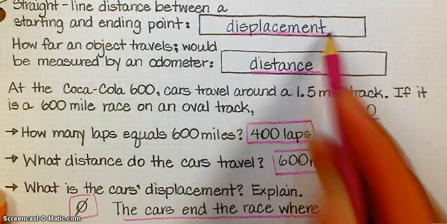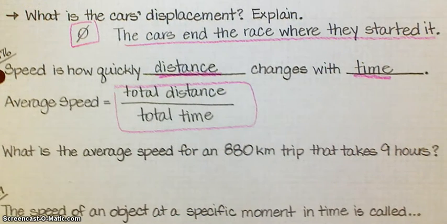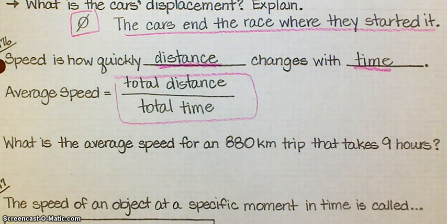All right. All right, this question comes straight out of your homework, and you might even have to do it for homework. I don't even remember. Yeah, we did it. Okay, so look at page 176. It says, what's the average speed for an 880-kilometer trip that takes 9 hours?